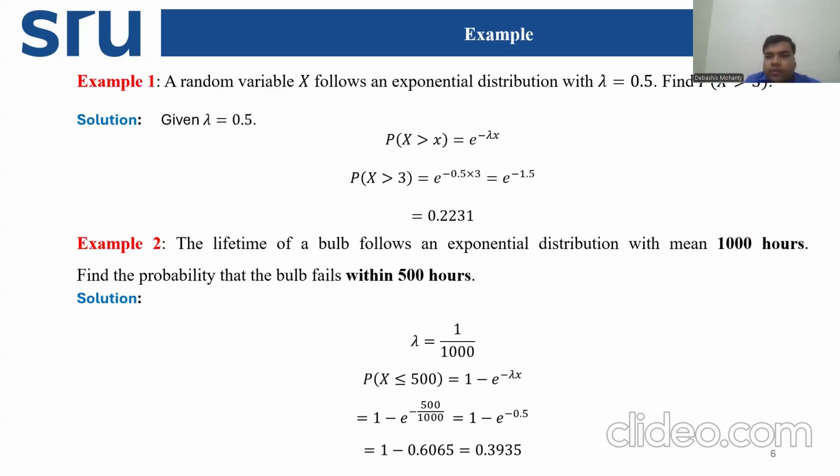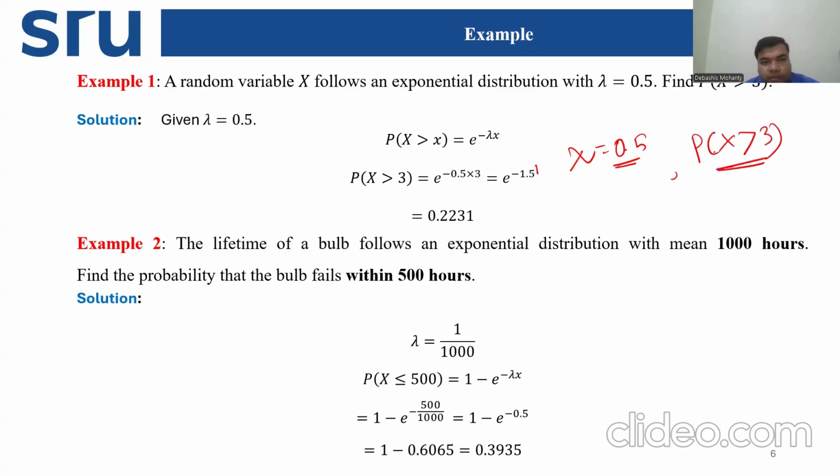A very interesting problem is there, so try to focus on the problem. A random variable x follows an exponential distribution with lambda equal to 0.5. What is lambda? Yes, lambda relates to the waiting time period. Okay, so we need to calculate the probability of x greater than 3.